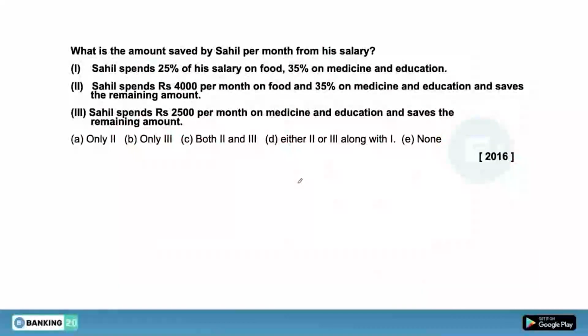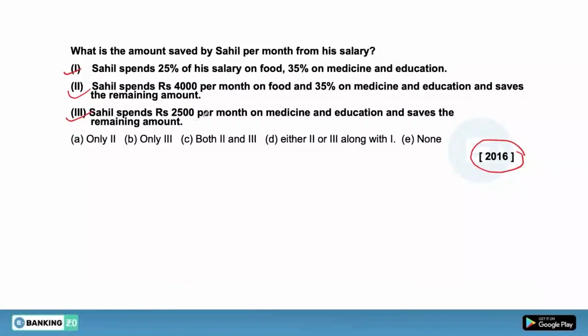The next question is again of IBPS 2016, and the question that was asked was, what is the amount saved by Sahil per month from his salary? And three conditions are given. The first condition is Sahil spends 25% of his salary on food, 35% on medicine and education. The second condition is Sahil spends rupees 4,000 per month on food and 35% on medicine and education and saves the remaining amount. The third condition is Sahil spends 2500 per month on medicine and education and saves the remaining amount.